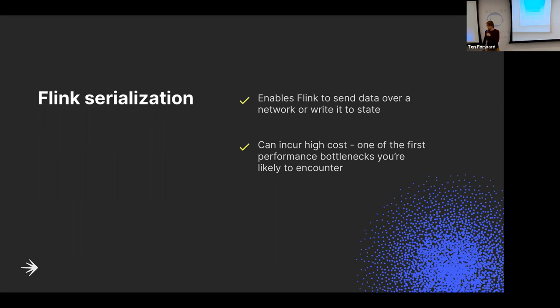So the first big bottleneck that you'll probably encounter when writing a Flink application has to do with what's called serialization. Common term, but it has a special meaning in Flink. Serialization is what happens every time you need to send data over a network or write or read data from state. And because Flink applications are often doing pretty light work logically, the serialization can often be the dominating component of CPU usage.